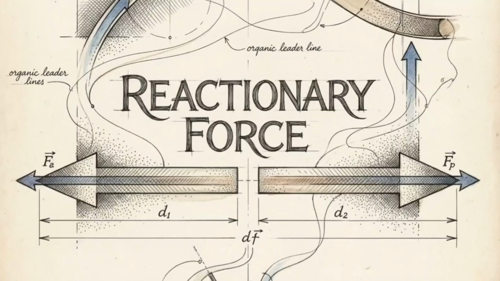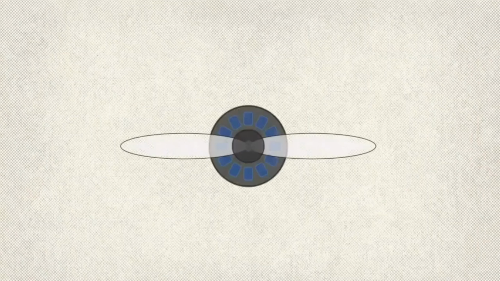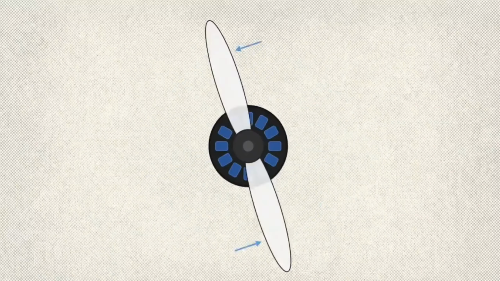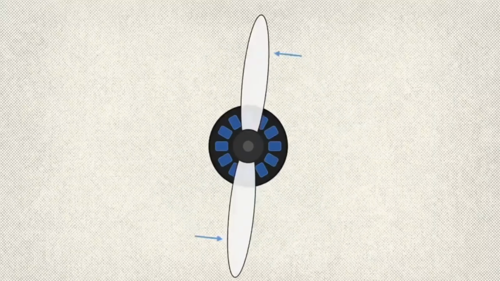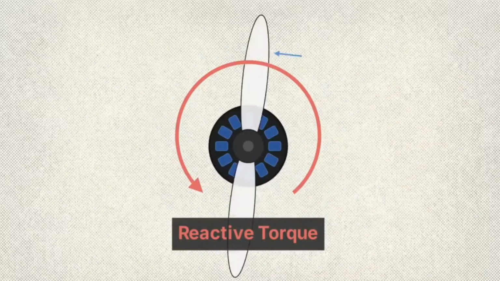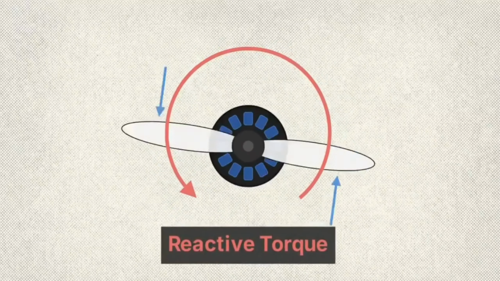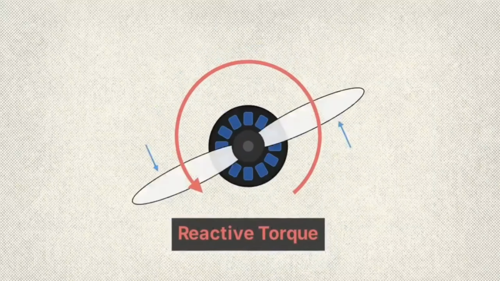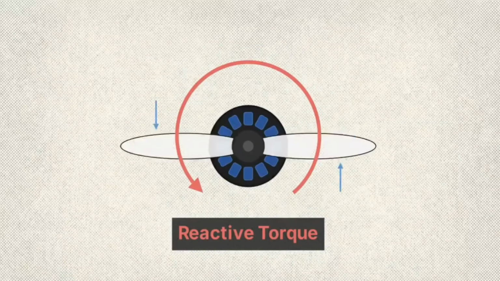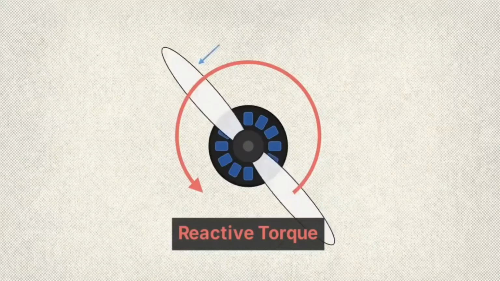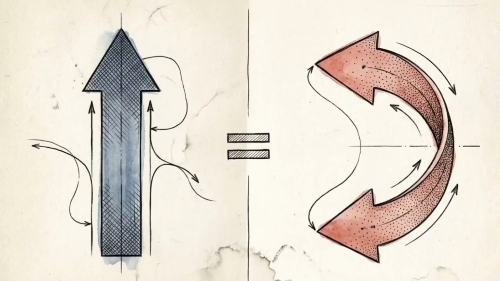According to Newton's third law, every action has an equal and opposite reaction. The energy required to push the blades through that air resistance results in a force applied to the motor stator. This is reactive torque. If the propeller spins clockwise, a proportional twisting force is applied to the motor in the exact opposite direction. The upward lift generated by the propeller is tied to this proportional twisting force.